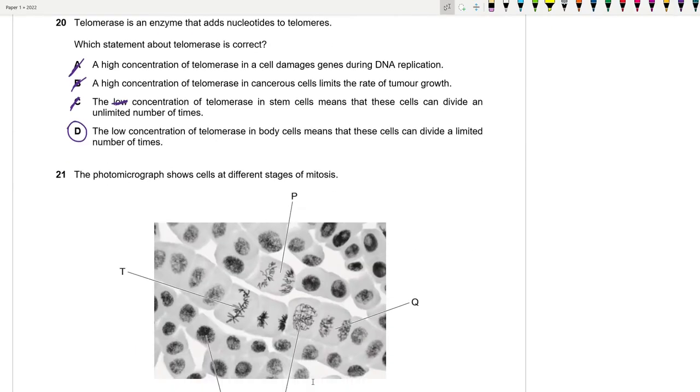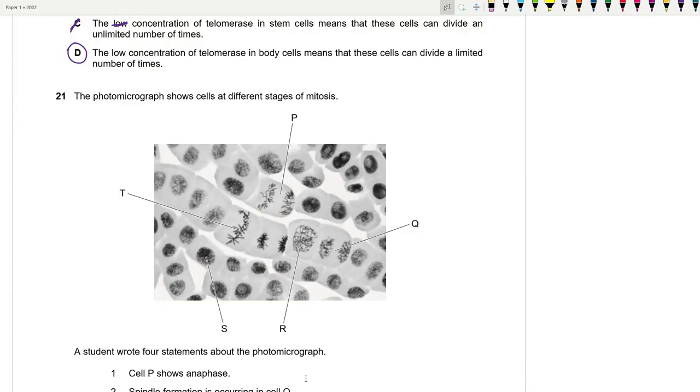21. The photomicrograph shows cells at different stages of mitosis. Okay, guys, so what is happening over here? Cell P shows anaphase. Clearly, it's anaphase. It's not telophase though, it's moving towards it. T is metaphase, right? T is metaphase. P is anaphase. R is prophase. Q looks like telophase or cytokinesis, something like that.